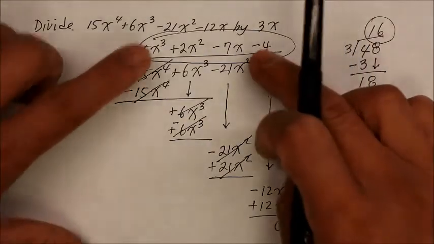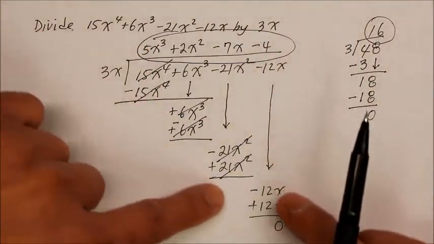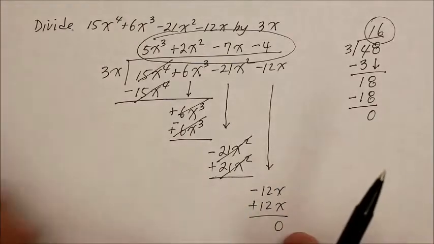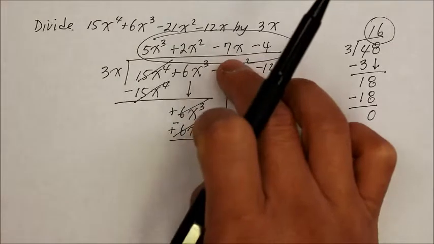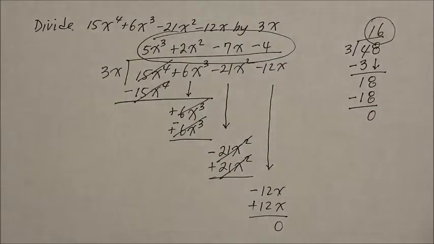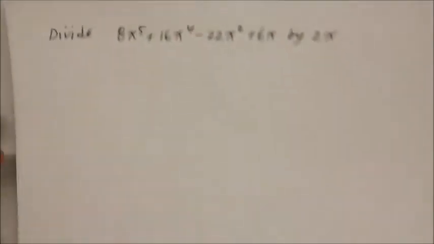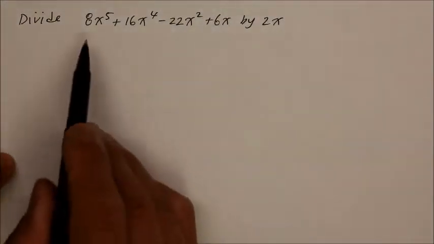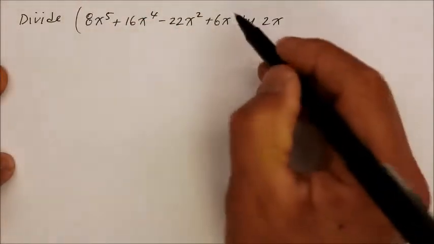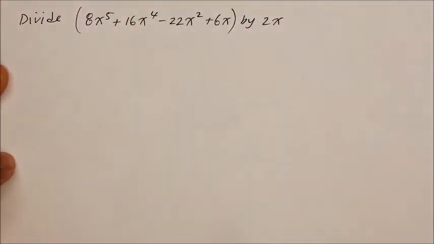Now, can you do this without having to show all the additive inverse along the way? Oh, no, you don't have to do it that way. You could just go straight onto the quotient. So now you try this one. Divide that polynomial, let's put a parenthesis around this so you can see, by 2x.